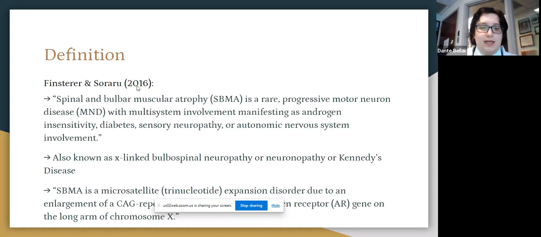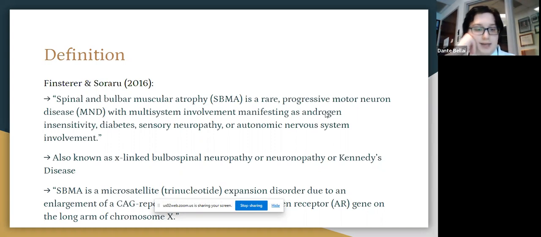So what is Kennedy's disease? Kennedy's disease is known as spinal and bulbar muscular atrophy, which is a rare progressive motor neuron disease with multi-system involvement manifesting as androgen insensitivity, diabetes, sensory neuropathy, or also autonomic nervous system involvement. It's also known as X-linked bulbospinal neuropathy or X-linked bulbospinal neuronopathy. I also mentioned KD, Kennedy's disease. It's kind of the most commonly used term for it.